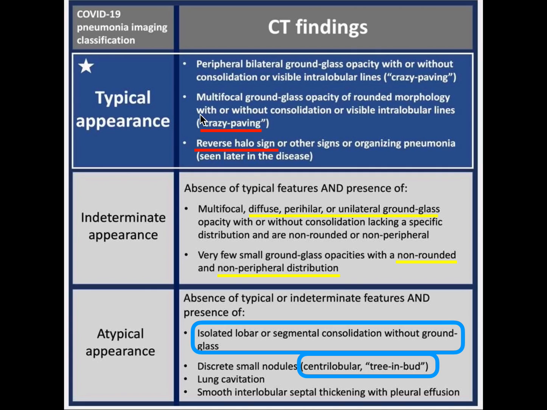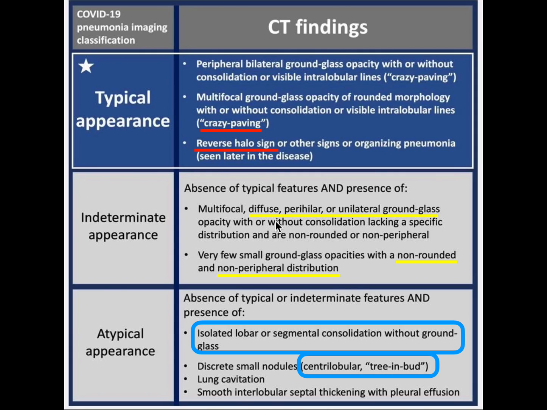So, presence of the crazy paving pattern, ground glass opacities, and reverse halo sign. These three are considered as the typical appearance CT findings in COVID-19. And a few indeterminate appearances are the diffuse perihilar or unilateral ground glass opacities, or non-rounded ground glass opacities, and non-peripheral distribution. So, presence of peripheral distribution, ground glass opacities, crazy paving, reverse halo sign are classic.